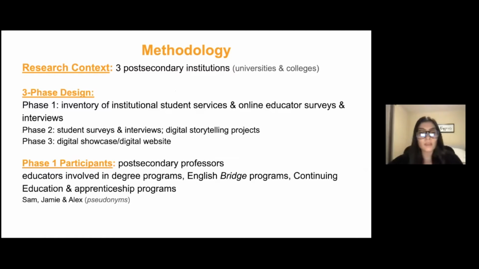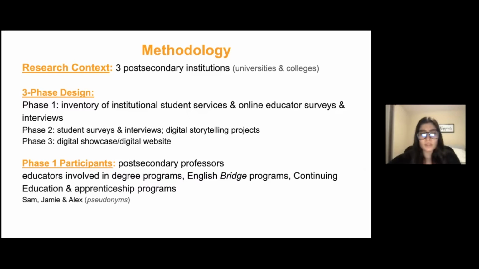So firstly, we conducted our research among 3 post-secondary institutions where we received ethical clearance to do so. Our study is made up of 3 phases. In the first phase, we did an inventory of institutional student services. We surveyed and interviewed educators as well as key stakeholders.